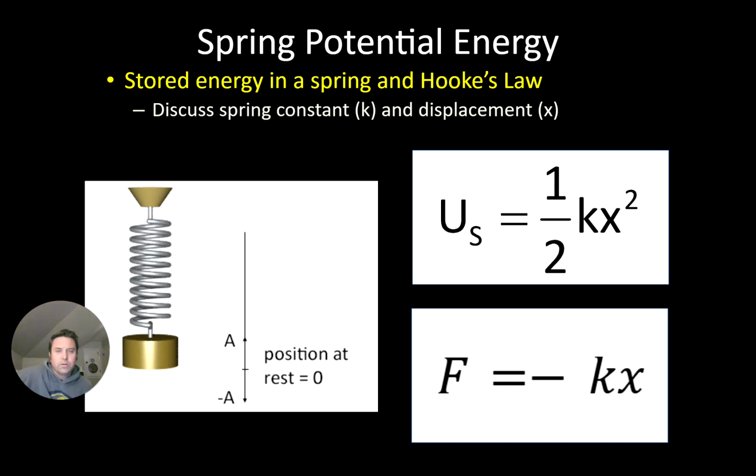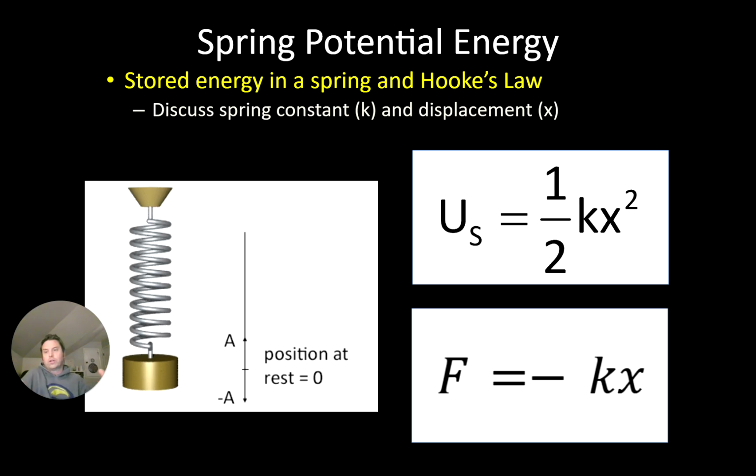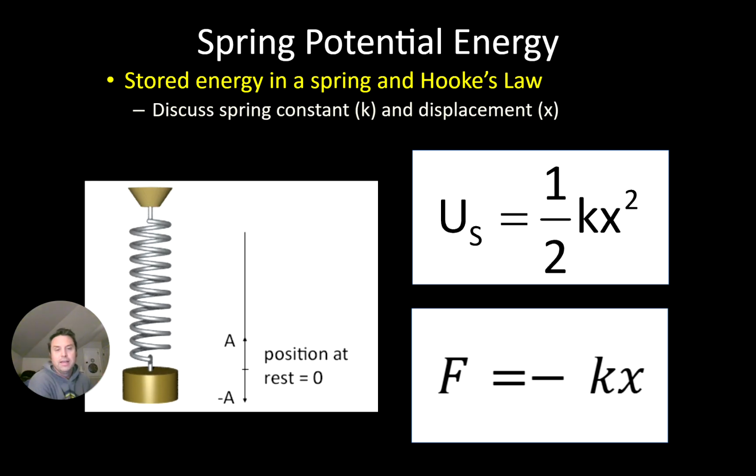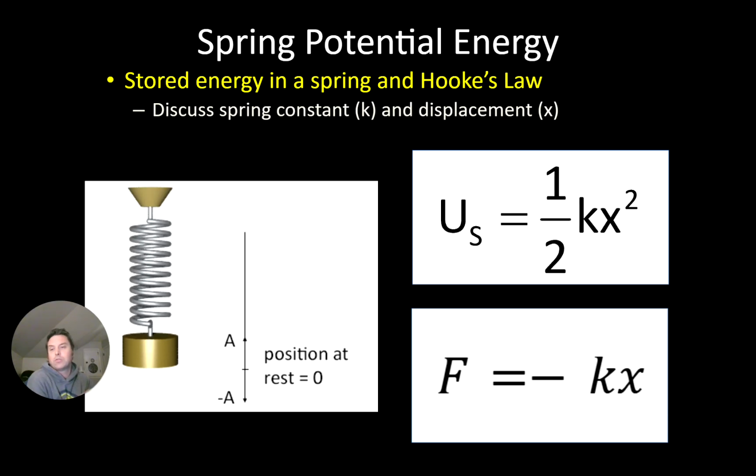So U is potential energy. With the subscript s, it's telling you it's a spring, and then it's 1/2 the spring constant times how far you stretch or compress it, squared. And then F is negative kx. That equation is negative. That's going to tell you how much force is in the spring.